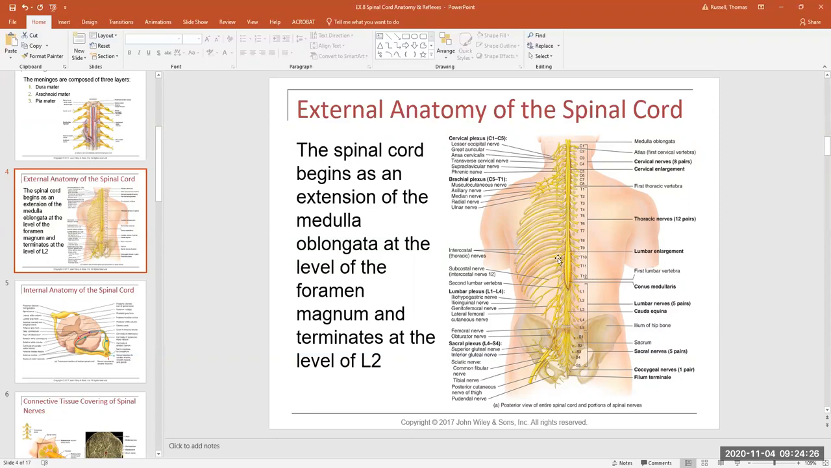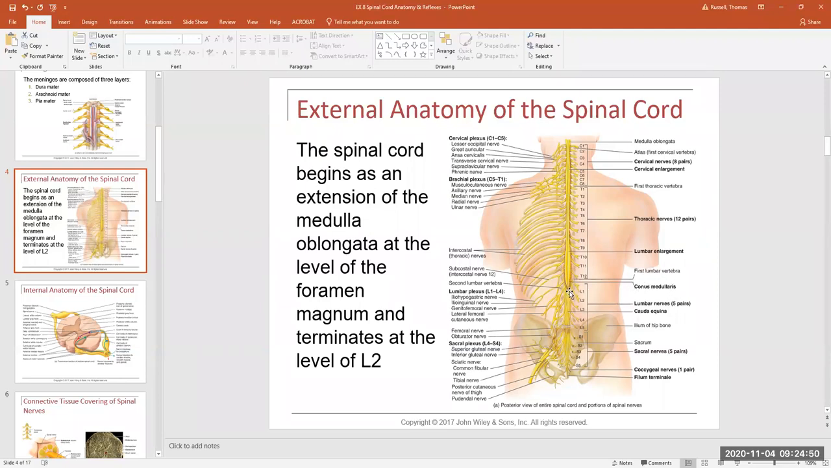You always have a right one and a left one, all right? Now, we're going to get into what are called the plexuses as well. If you notice here, you can pretty much learn the anatomy of the spinal cord off of this picture. At the very tip down here, where the spinal cord makes this tip, is called the conus medullaris.